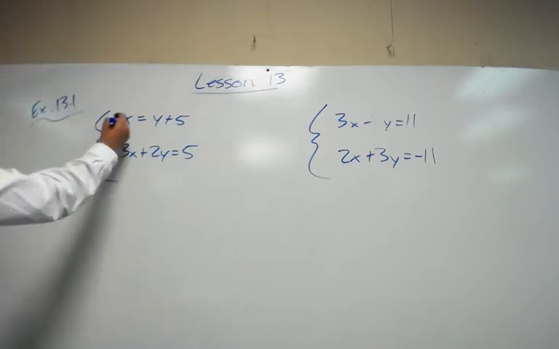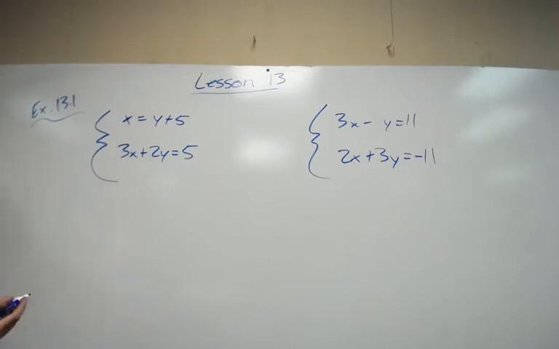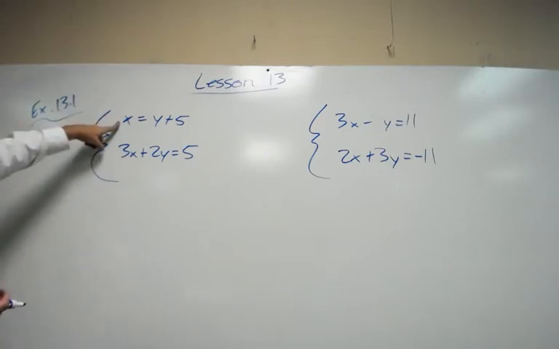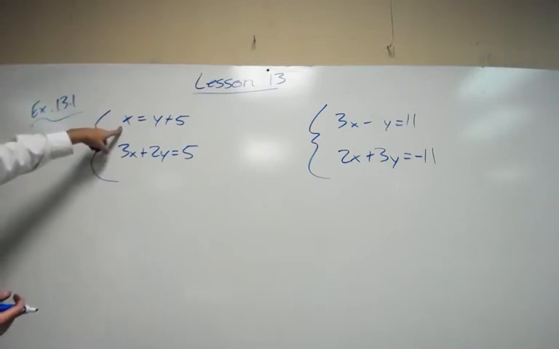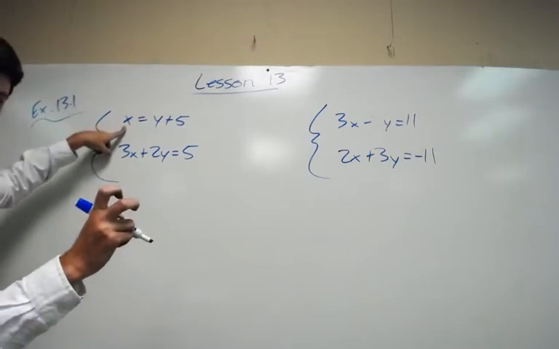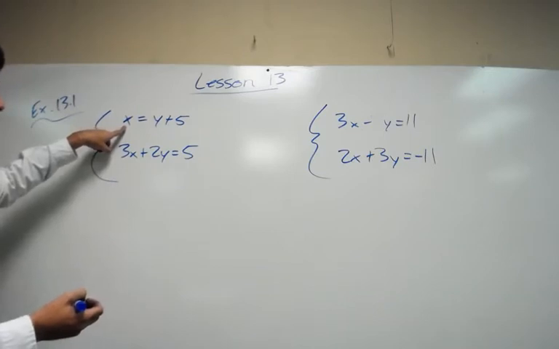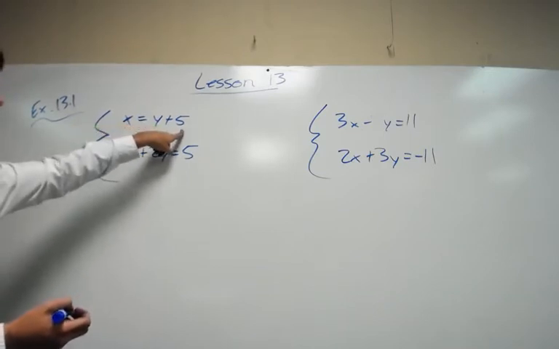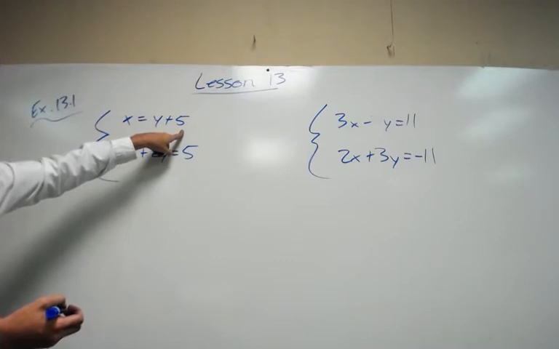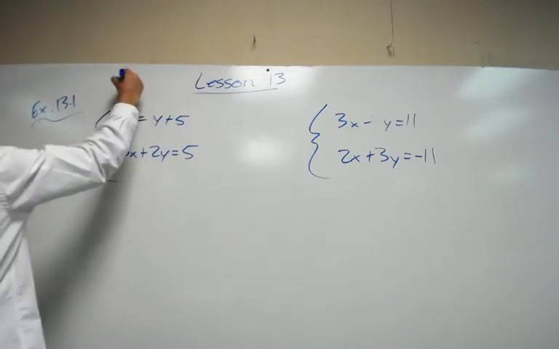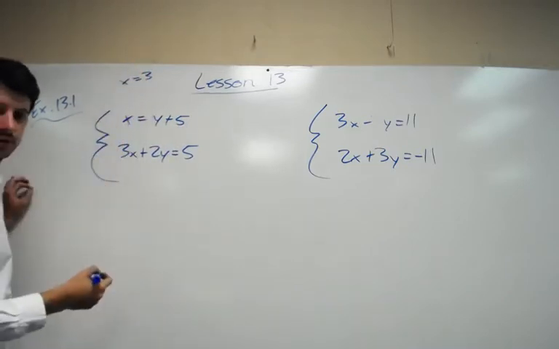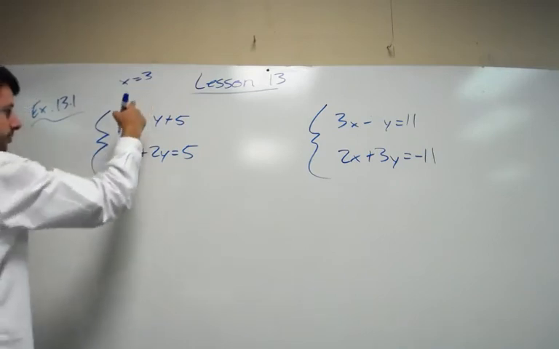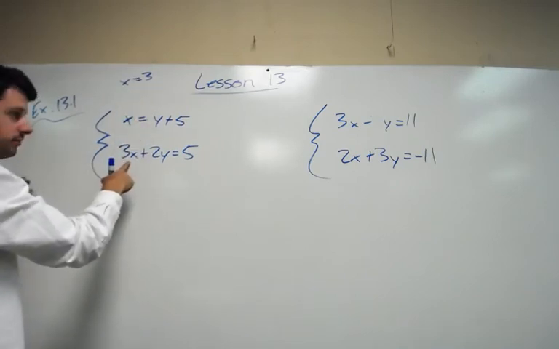In substitution, what you're trying to do is isolate for an x or isolate for a y. Now in this problem, x is already isolated. It is on its own. So if we have x on its own, we actually know the value of x. The value of x here is y plus 5. In the past, we've known something like x equals 3. So when we know x equals 3, we just plug that in here and solve.